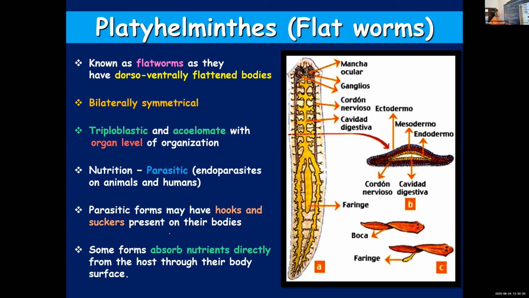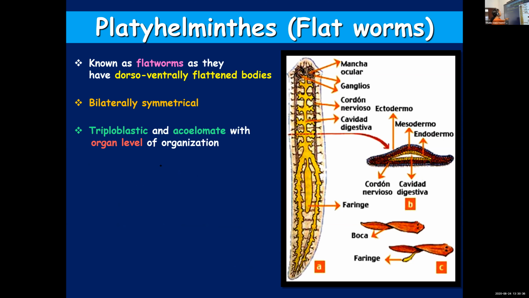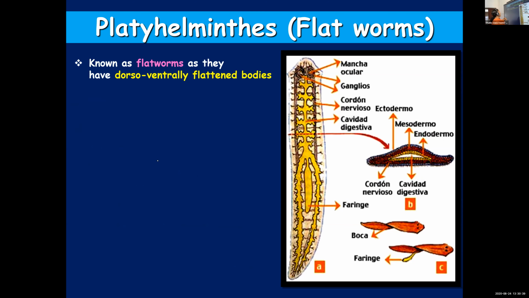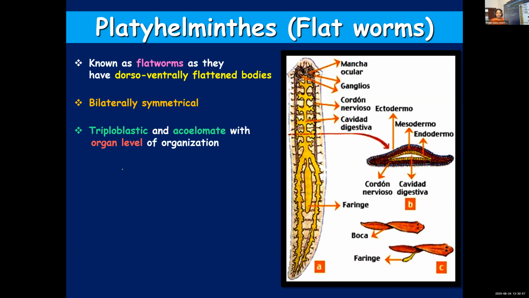So these are the points we covered under platyhelminthes. Once again, quickly we will see what the points are. The common name for this group is flatworms, and from the name itself you will understand that their body is just flattened like a leaf or a ribbon. So dorso-ventrally flattened bodies. Symmetry exhibited is bilateral symmetry, and they are triploblastic with 3 germ layers, and acoelomate, no coelom or true body cavity, and they show organ level of organization. The mode of nutrition is parasitic, and the majority of them are endoparasites living inside the body of the host.